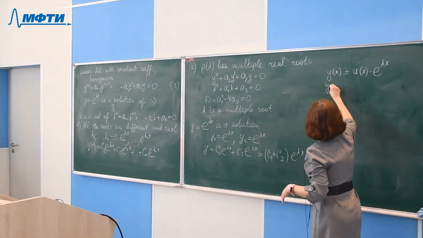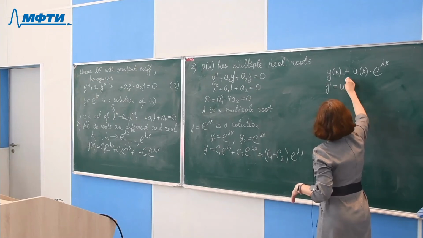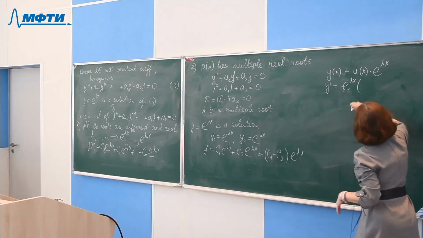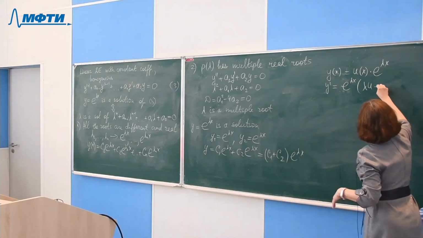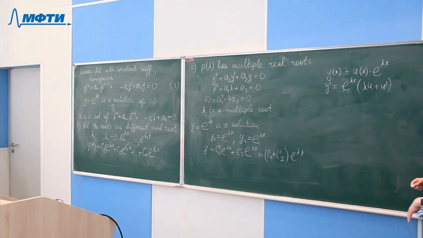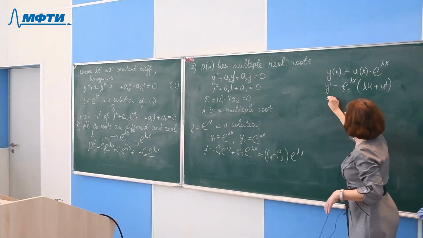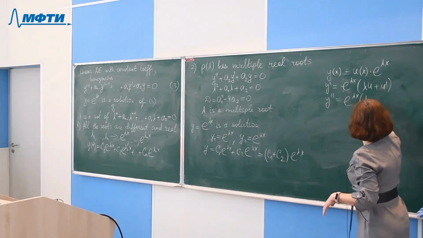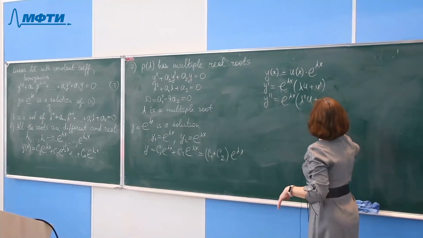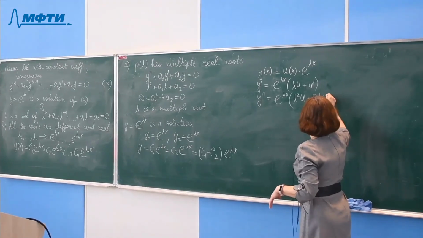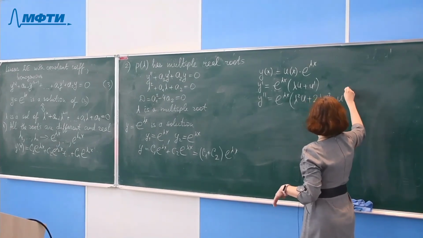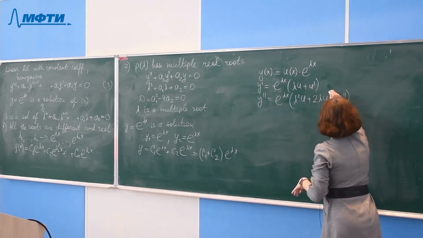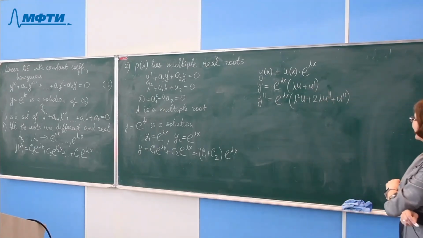So we need to find y prime. It will be equal to e to the power lambda x times lambda u plus u prime. And y double prime is equal to e to lambda x times lambda squared u plus 2 lambda u prime plus u double prime. So not squared.